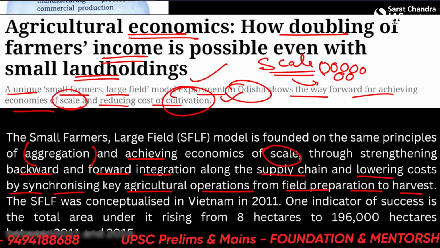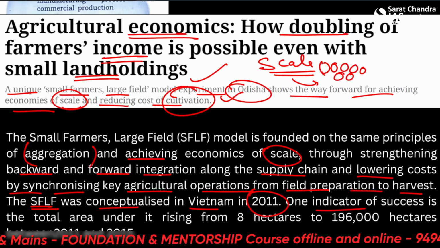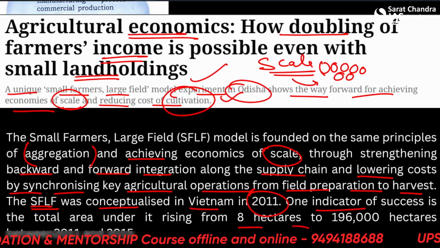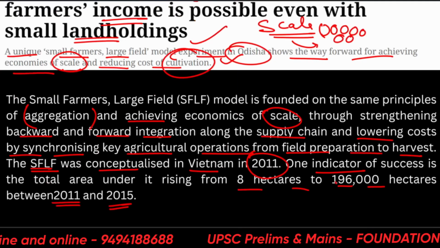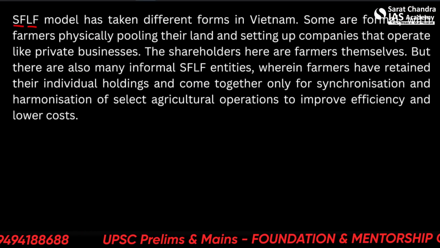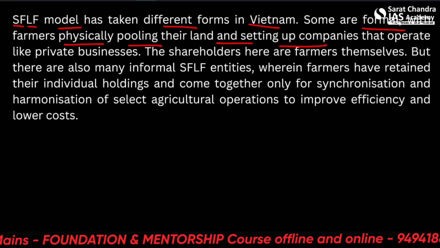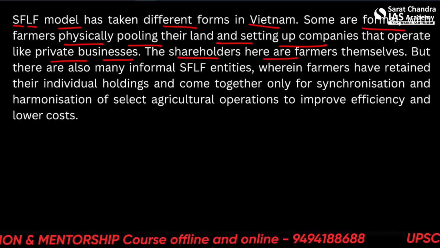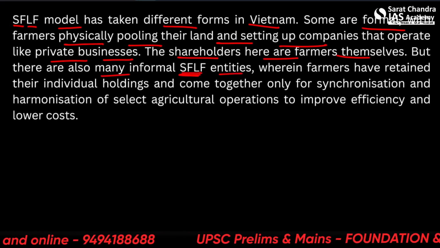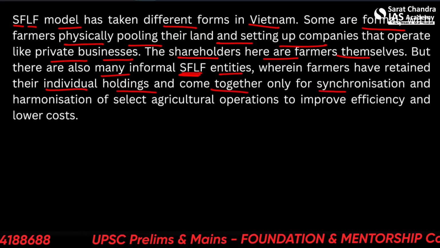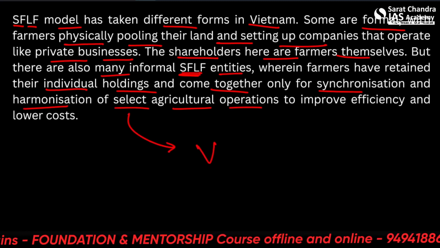So what are we aggregating? The marginal farmers. The SFLF was conceptualized in Vietnam in 2011. One indicator of success is the total area under it rising from 8 hectares to 1,96,000 hectares between 2011 and 2015. Small farmer large field model has taken various forms in Vietnam. Some are formal, with farmers physically pooling their land and setting up companies that operate like private businesses. The shareholders here are farmers themselves. But there are also many informal SFLF entities wherein farmers have retained their individual holdings and come together only for synchronization and harmonization of selected agricultural operations. So this gives the verbatim answer.